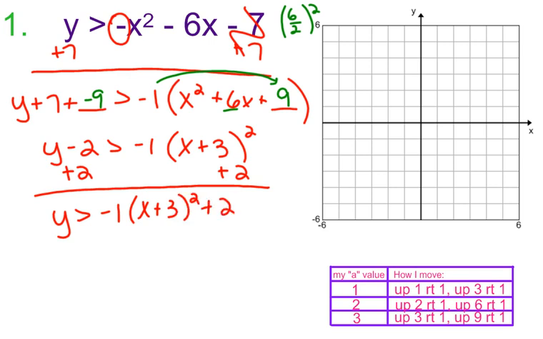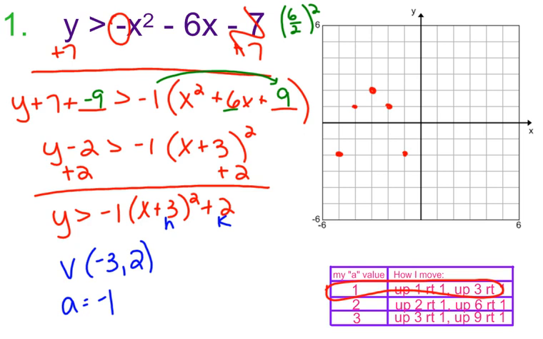When I'm looking for my vertex, I would say that it is h, k, so negative 3, 2, and my a value is negative 1. Now to graph this, I go to negative 3, 2, and then since my a value is negative 1, I would go down 1, right 1, down 3, right 1, down 1, left 1, down 3, left 1. I'm using this table here. If you don't have that memorized yet, you also could use your calculator.